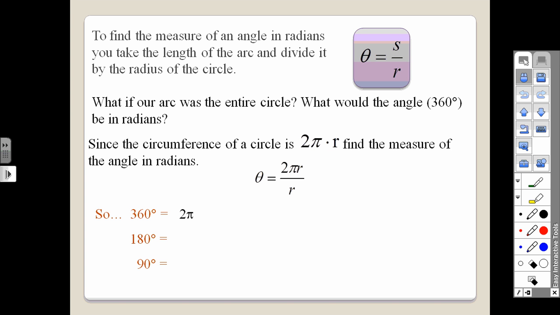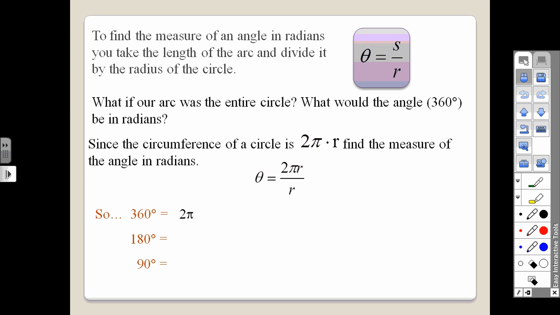So if I wanted to figure out what that actually is as a decimal, you would take 2 and multiply it by 3.14159. You've got that button on the calculator you would hit, right? And you would get the most accurate answer. So you end up getting 6.28 something or other radians. Like I said, it's a little bit more than 6 radians for an entire circle.